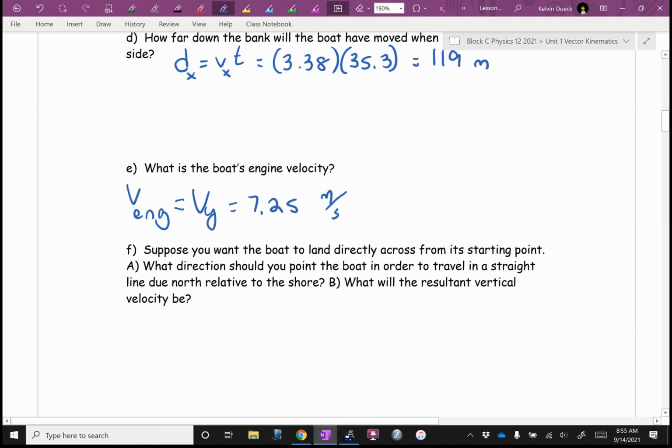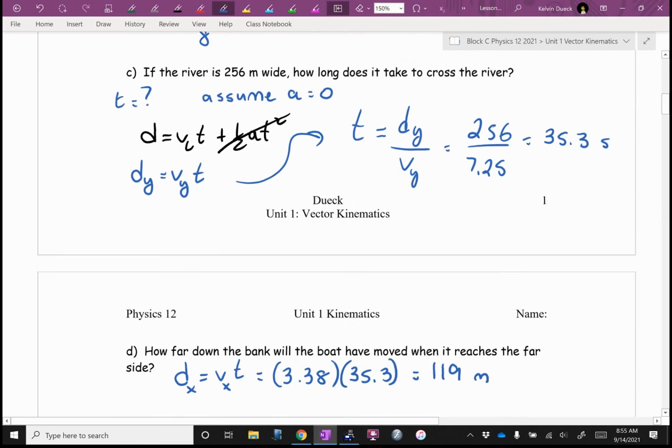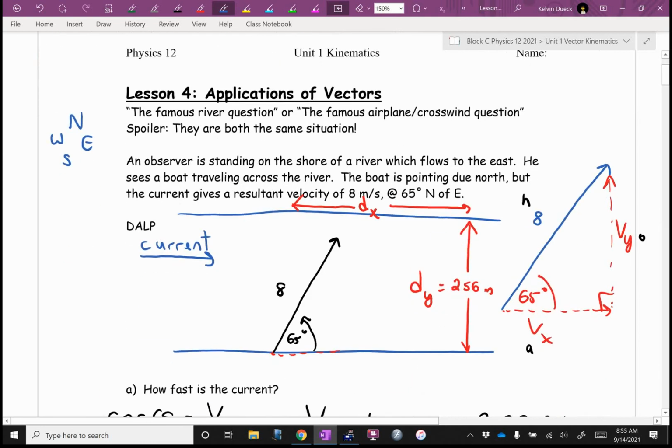F. Suppose you want to land directly across from the starting point. In other words, supposing you don't want to end up down here and then have to schlep your way back. So instead, supposing you want to end up straight across, what will you do? Well, don't write this down. It seems to me you'll have to point the boat that way into the current. And it's going to look a little bit funny because the boat is going to be pointing like that, but it's going to be traveling like that.